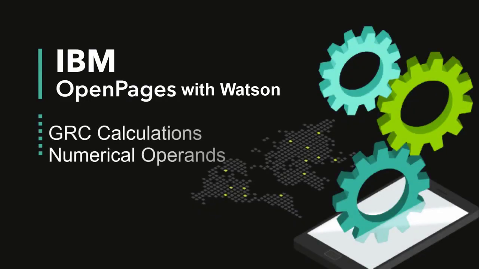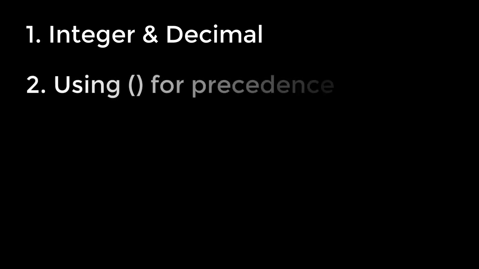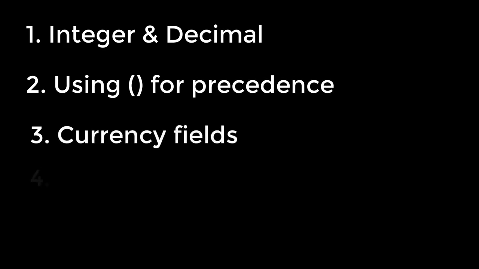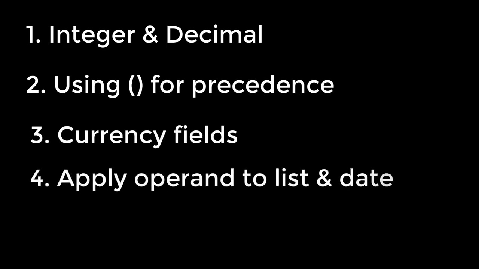Welcome. In this video, we'll be discussing numerical operands for the calculation engine. We'll begin with a couple of examples using integer and decimal fields, show how to use parentheses for precedence, show how currency fields can be used, and then also apply an operand to a list and a date.